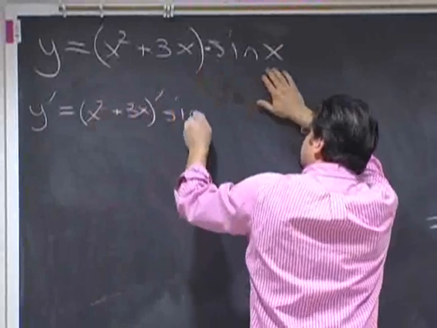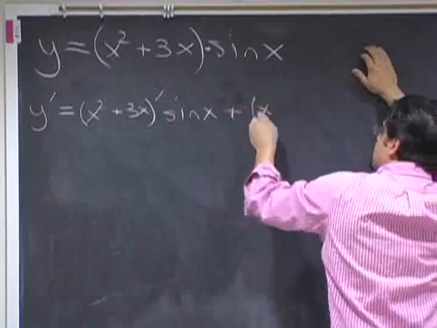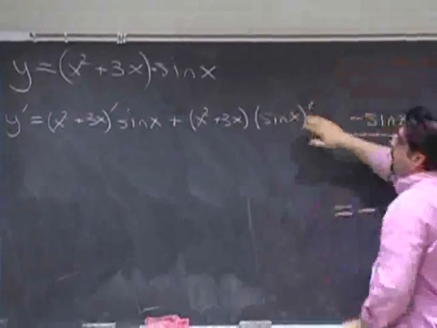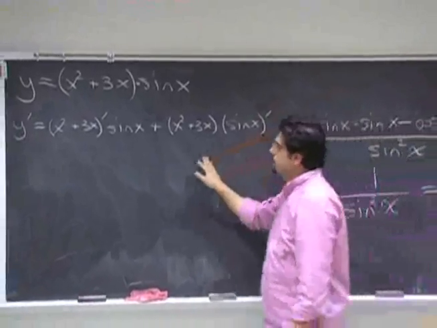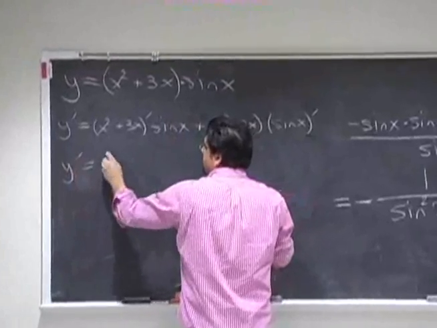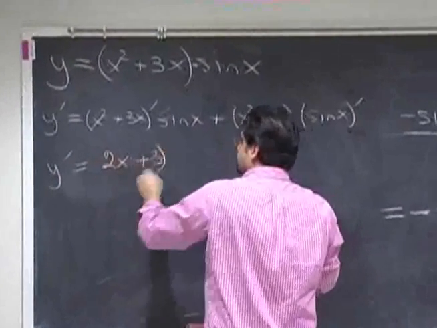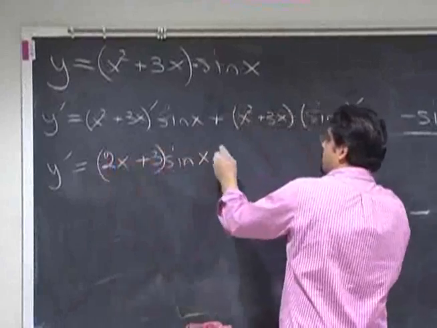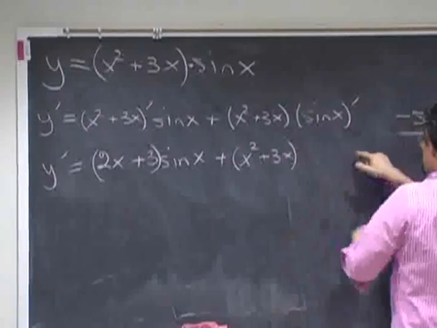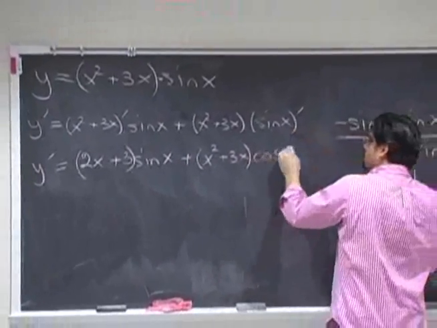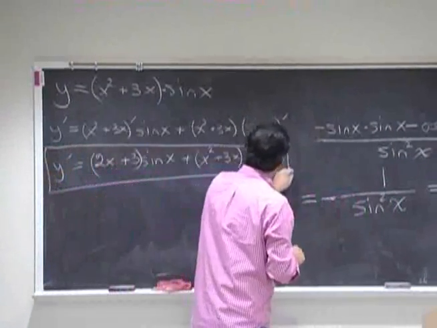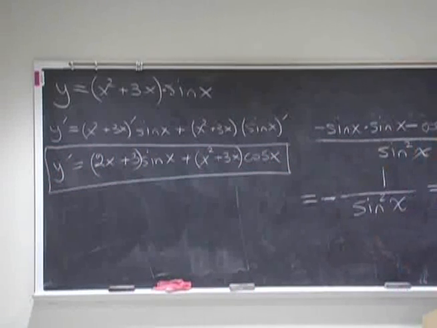times the second plus the first times the derivative of the second. Right? A direct application of the product rule. And then, the derivative of this first term is (2x plus 3) times sine x. Keep this unchanged. And the derivative of sine x is cosine x. And that gives us our derivative. Okay?